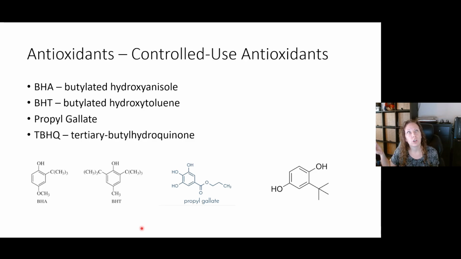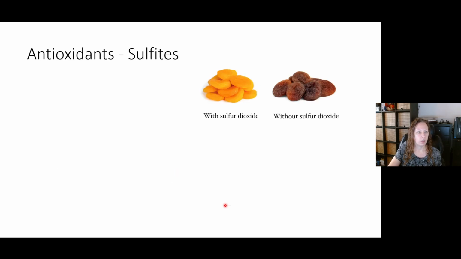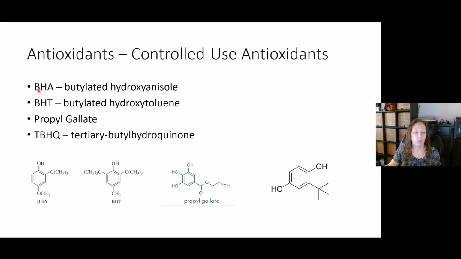Maybe a little bit of a concern, but also public perception, because there are groups that see the negative research and are very vocal about it, a lot of companies have taken BHA and BHT out of their products. And so in a lot of formulations, they're not in the formulations anyways. So I would just know that these are a list of controlled use antioxidants, and you don't have to know the full names of the ones that have abbreviations.